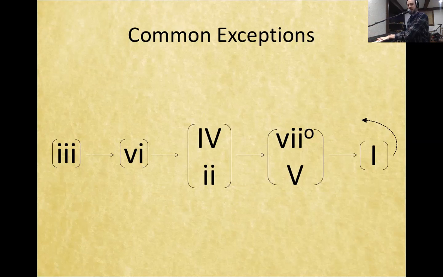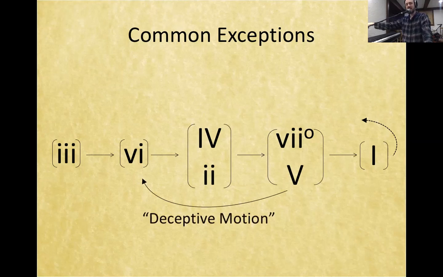I could go to 6, right? Remember, 5 to 6. We had a special name for that. And the special name we gave the motion from 5 to 6 was that it's deceptive. And it's deceptive because we expect 5 to go to 1, right? That's its whole clear purpose in life. And so it's deceptive if instead of going to 1, 5 goes to 6, right? It avoids ending the progression.